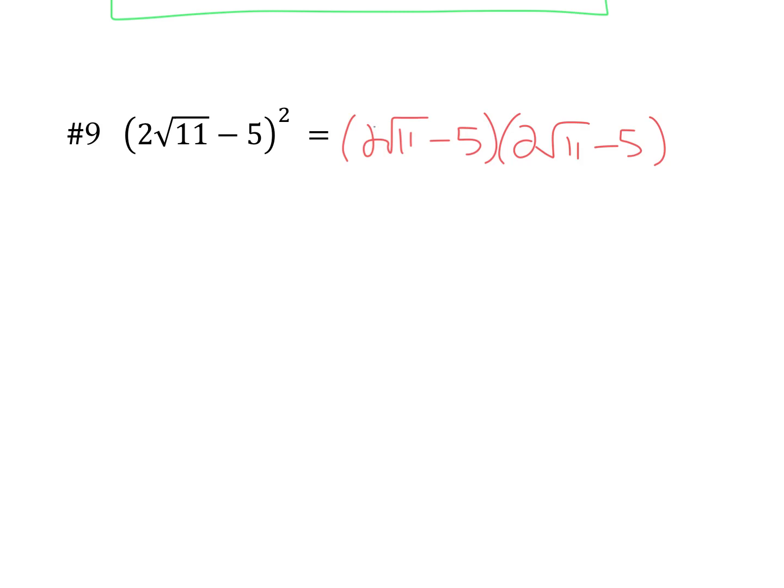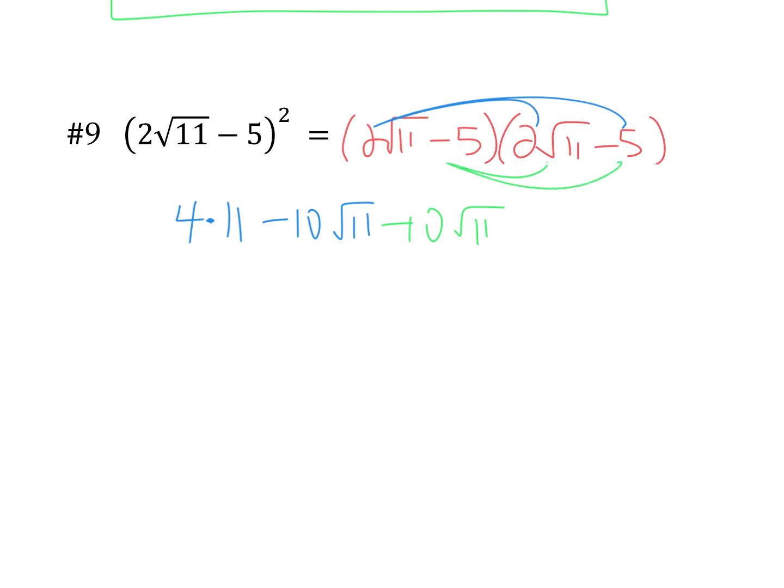So when I distribute here, I have 2 root 11 times negative 5. So that's going to be 4 times 11, right? Square root of 11 times square root of 11 is 11. Then I have minus 10 root 11. And then when I distribute here, I'd have minus 10 square root of 11. And then negative 5 times negative 5 is plus 25.